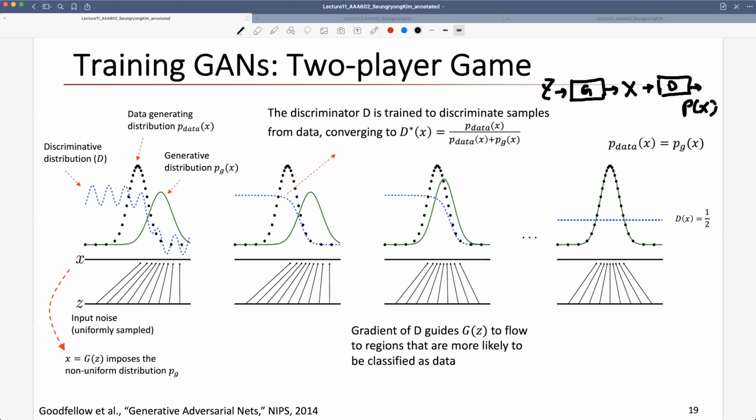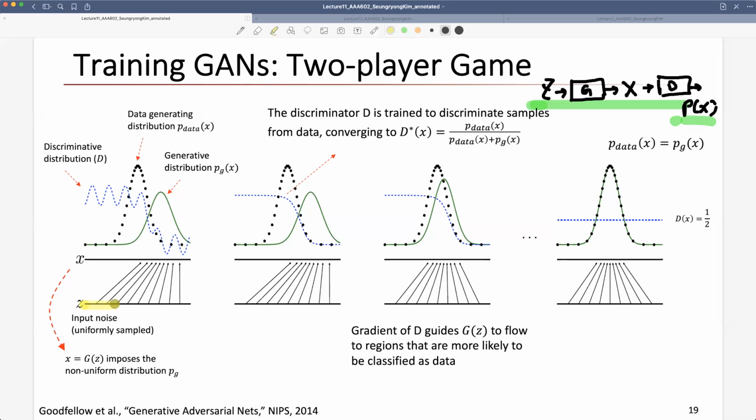From the random noise, we'd like to compute the probability of the estimated X. Again, we'd like to estimate the probability of the generative sample X from the random noise set, right? So this is the formal GAN procedure. Let me draw this thing.